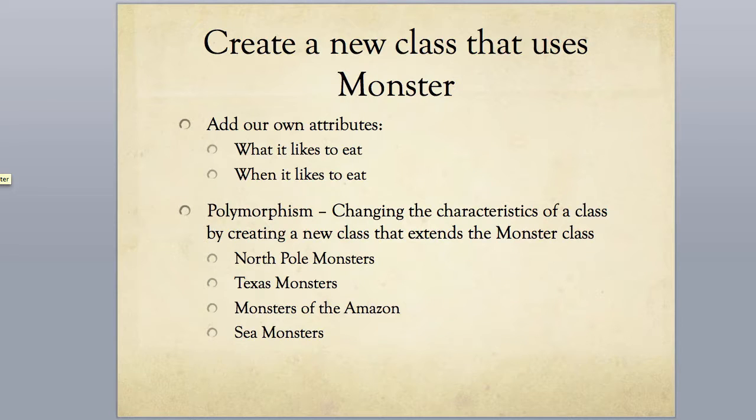All right. So moving right along, we create ourselves a new monster class that uses monster. We add our own attributes if we want to, what it likes to eat, when it likes to eat. And since we changed the characteristics of that monster, we added more things to it, we have entered into the realm of polymorphism. We have morphed our monster into something new. So here are the characteristics of a class: by creating a new class that extends the monster class, to include North Pole monsters, Texas monsters, monsters of the Amazon, and maybe sea monsters.